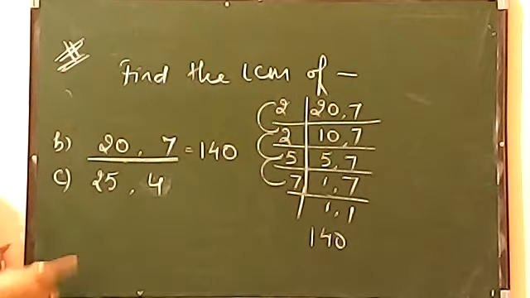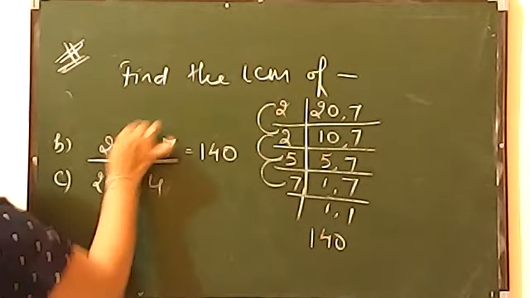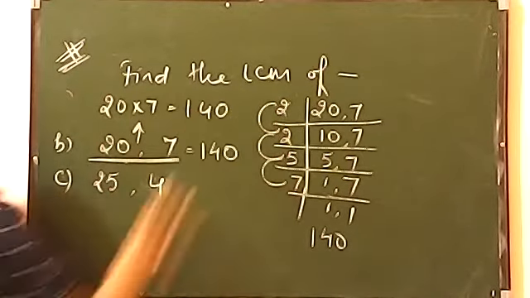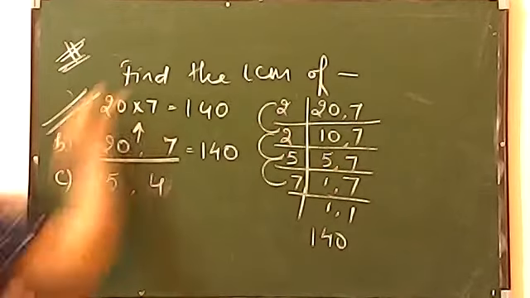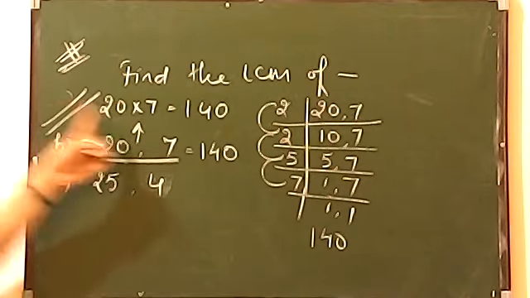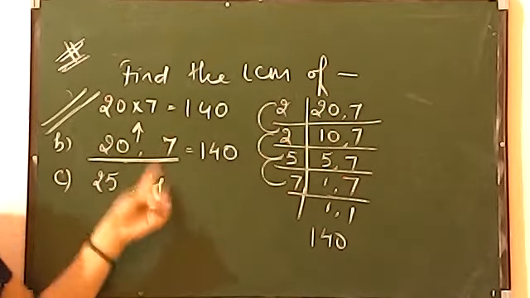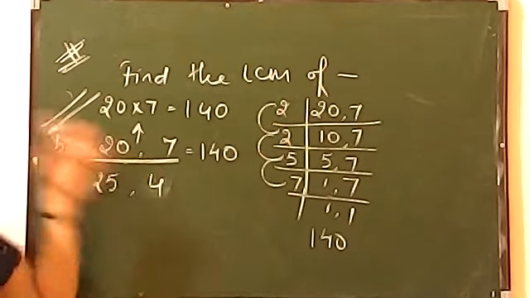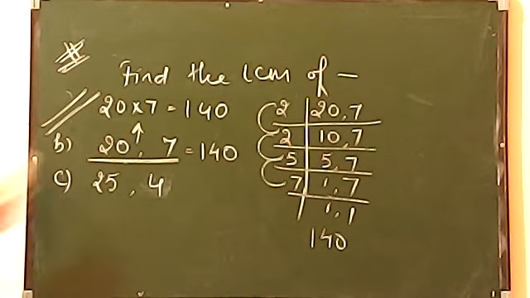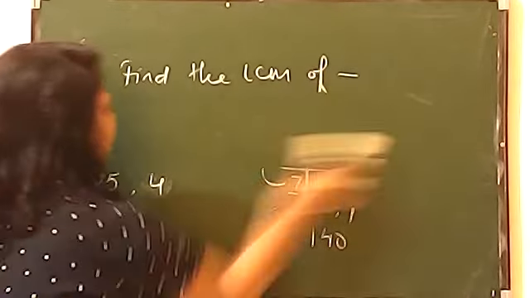Now let us check what is the product of both the numbers. 20 into 7, 140 only. Now look here. They were co-prime. That is why their LCM is coming equal to their product. Beta, remember this property is only true for the numbers which are co-prime. Now this is one method for this question. Now let us solve the next number.